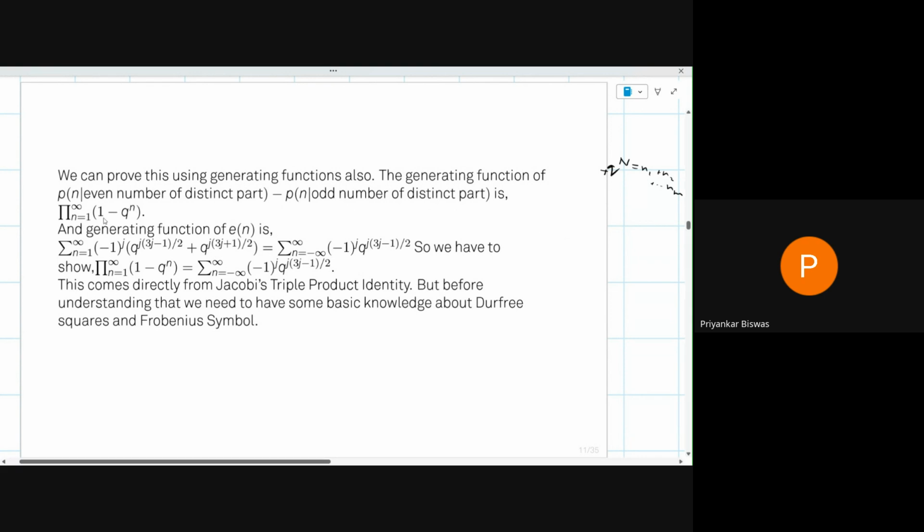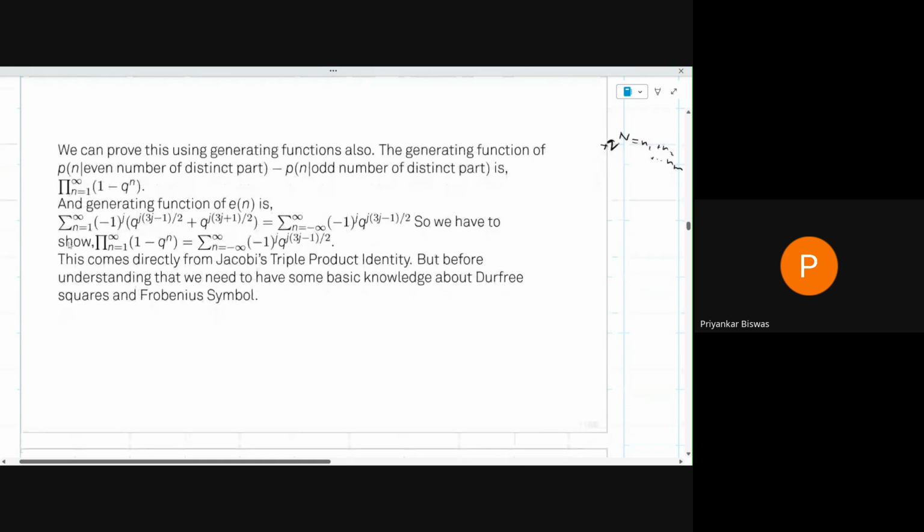Is this okay? Why should this coefficient of q power capital N be this? It should be a thumbs up. Is this part okay? Oh yeah, it is. Okay, and next, the generating function of En, this is easy.